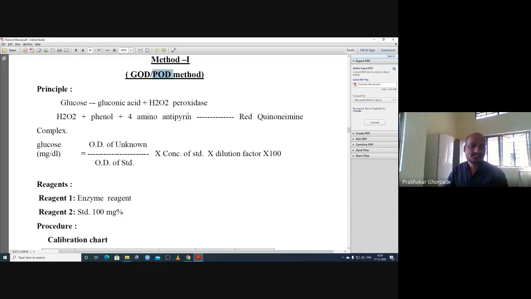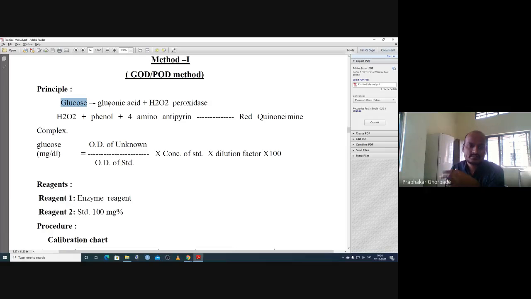So this is a POD portion, and if you are combining these three, H2O2 plus phenol plus 4 amino antipyrine, we are getting the red quinonamine complex. So the red color we are getting. Basically we are interested in the color. Whenever we are estimating a biochemical test by the quantitative method, most of the time we are interested to get some particular color which is particular for that compound. So we have a particular compound, glucose, here, and we are interested to get the particular color.